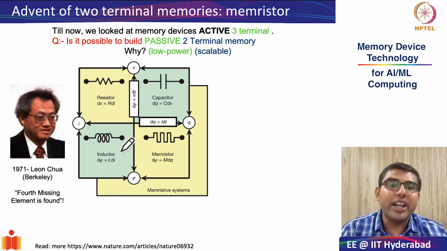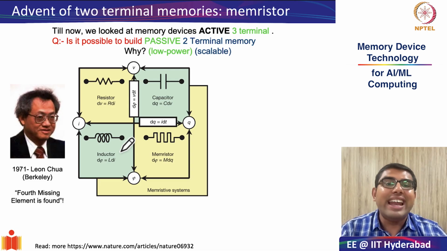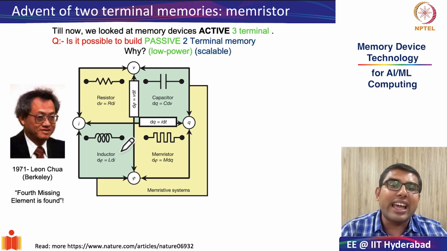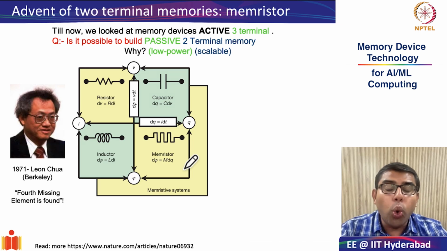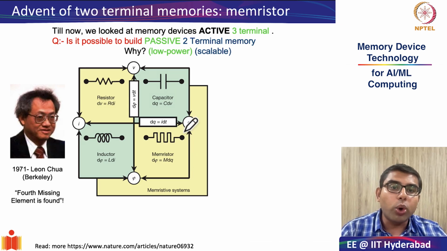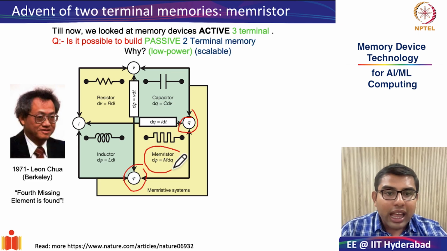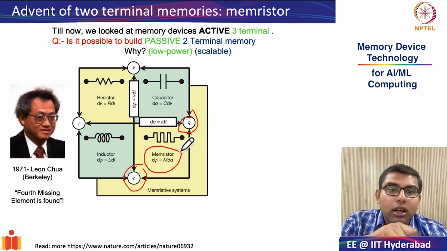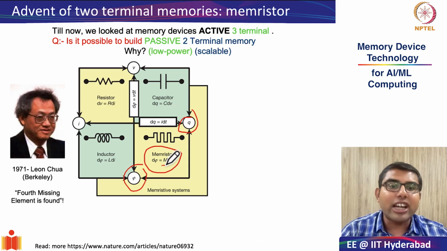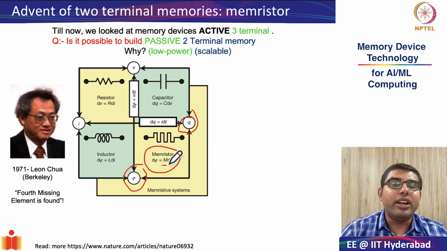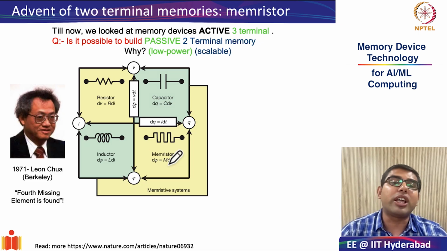Out of the 4 parameters that characterize an electromagnetic circuit, we saw all are interlinked to each other. Only there was one missing element. One missing element was a device or a 2-terminal passive element that could link flux to charge. And Leon Chua proposed that an element which links flux to charge, indicated by this letter M, d psi will be equal to M dq, will have very, very interesting properties.